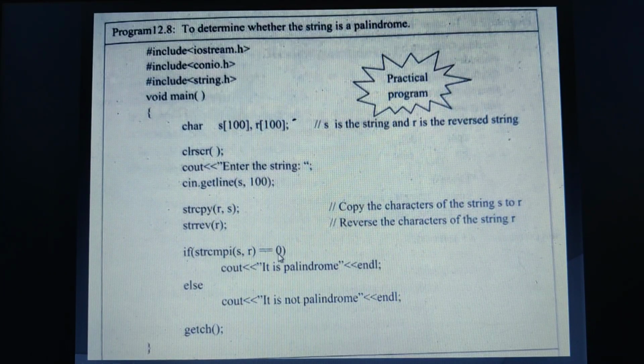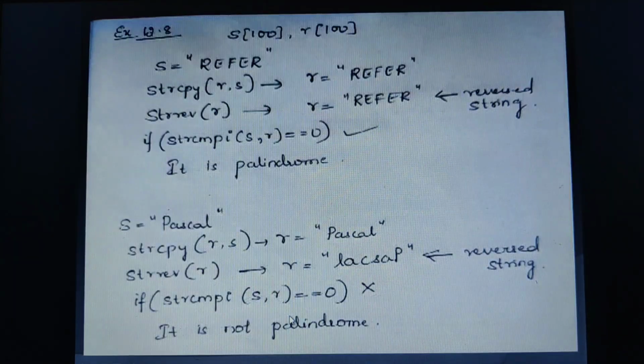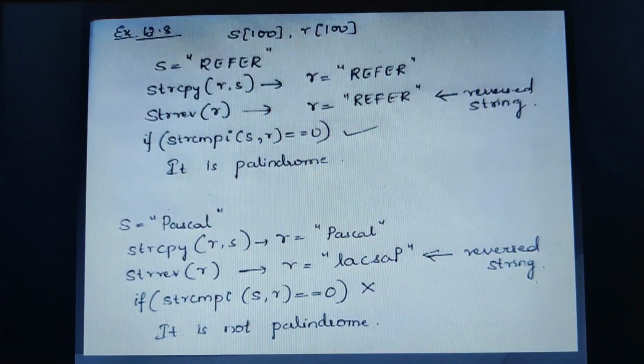If it results in 0, how is it resulting? Because we are comparing alphabetically, each alphabet in both the strings. If they are equal to 0, that is, if both the strings are the same, it should result in palindrome, else it should result in not a palindrome. Let me explain this with an example so that you can clearly understand.